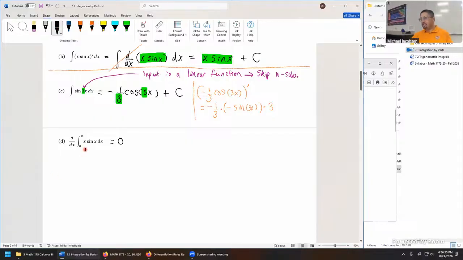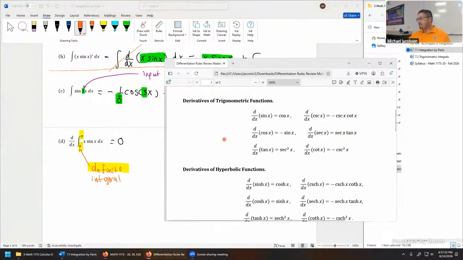I think it was a good one for part D, mainly because we've been looking at indefinite integrals, right? But this one's different. This one is a definite integral. What makes the difference? There's a lower limit of integration and an upper limit of integration. If you're looking at a definite integral, the value of that definite integral is the area under the curve from 0 to pi of the function x sine x.